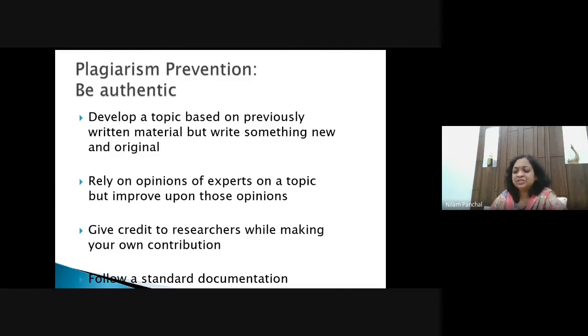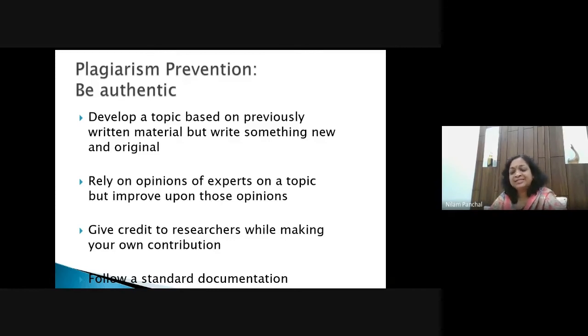You are just changing a geography, you are just changing a functional area and putting the same title. Please don't do so, right? So develop something new, something original. Similarly, we rely on the opinion of the experts on a topic, but improve upon those opinions. That is also very, very important.